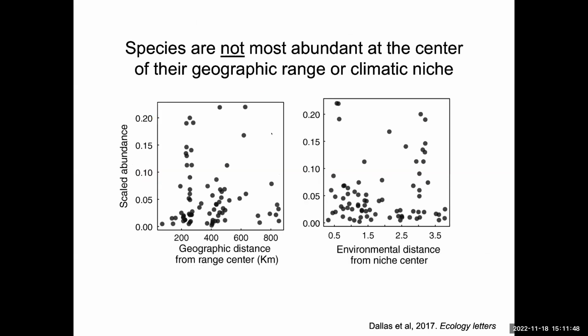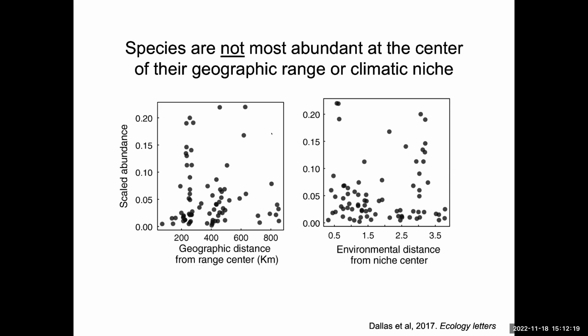However, a recent study published by Dallas and colleagues showed that species are not most abundant at the center of the range. So whether it is the geographic range or the climatic niche, species are not most abundant there. This was the first paper to be conducted across taxa and using more than 100 species. And as we can see, there is no relationship between abundance and geographic or climatic distance here.